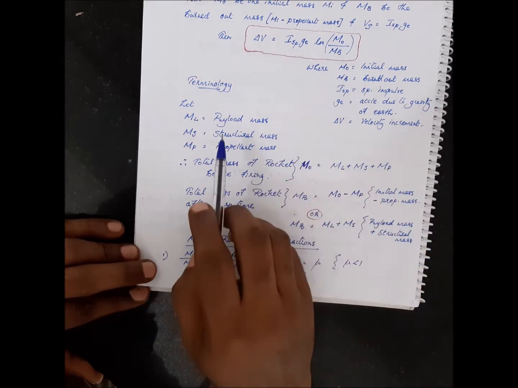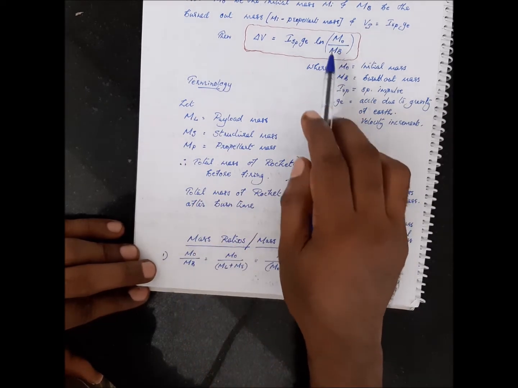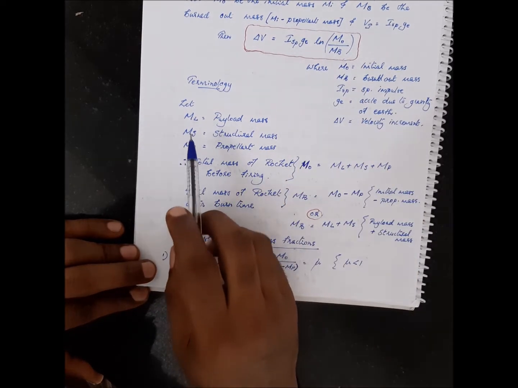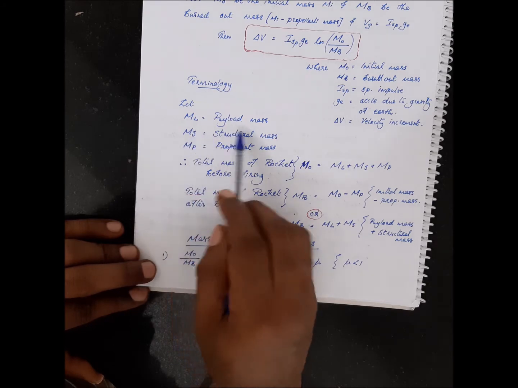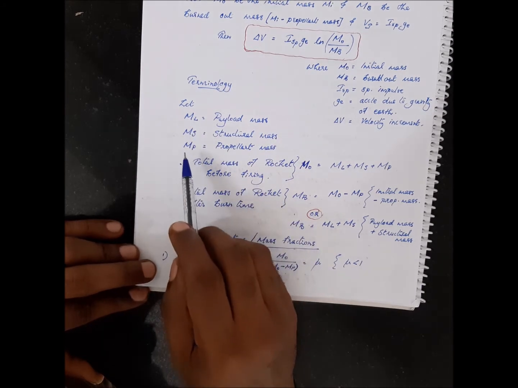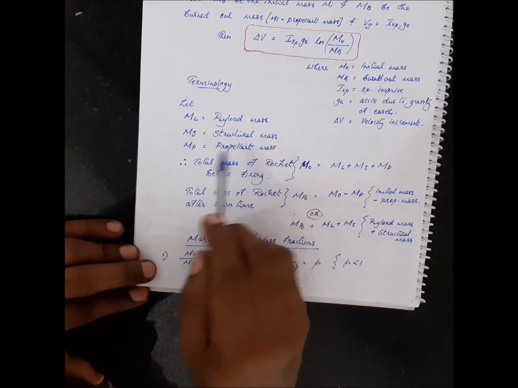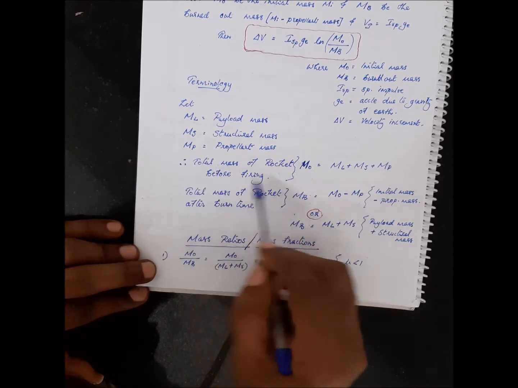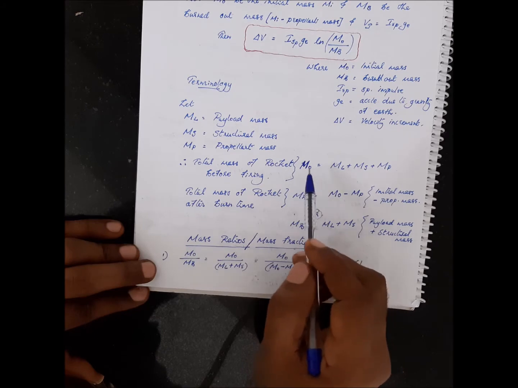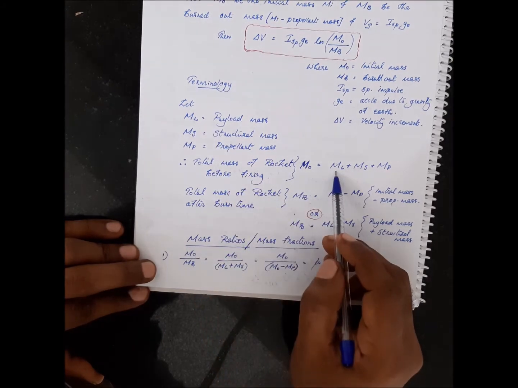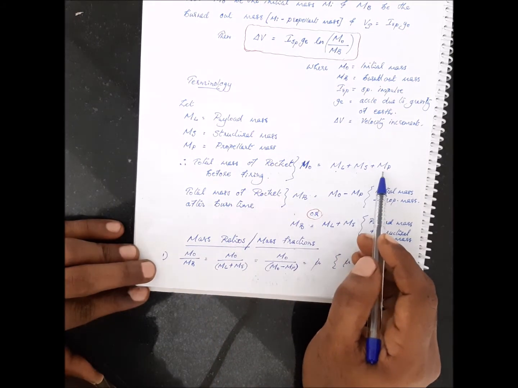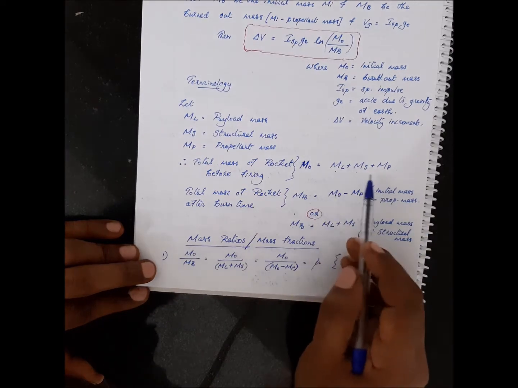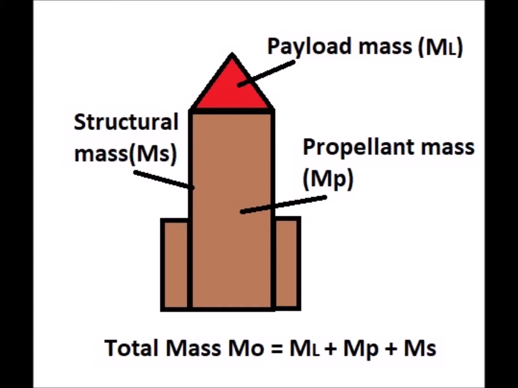So for that we need to expand these masses into mass fractions. Let mL, capital L, be the payload mass, ms the structural mass, and mp the propellant mass. So the total mass of the rocket, or original mass of the rocket, is actually the sum of all these: payload mass, structural mass, propellant mass. As simple as that, mL plus ms plus mp.